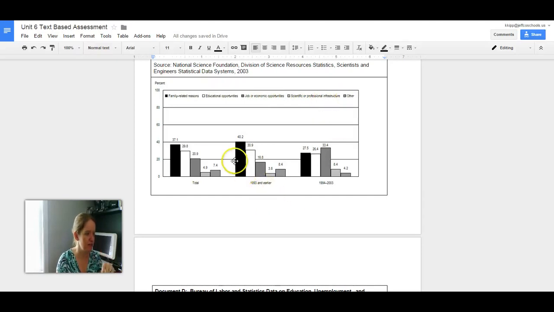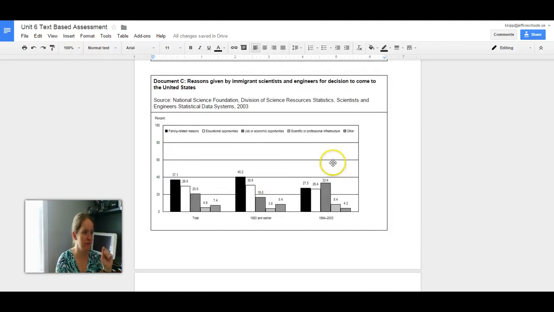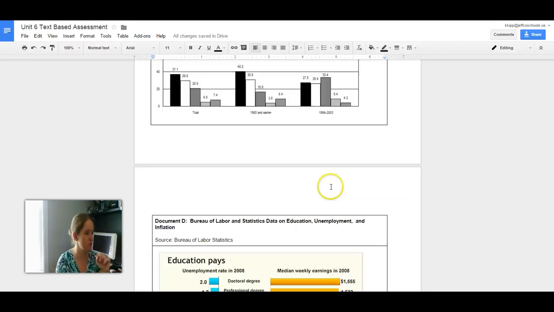Okay, and we have pre-1993, we have 1994 through 2003. So you can take a look at those, and it's the percent. So this is saying that 33% of scientists and engineers in 1994 to 2003 came to the United States. So 1/3 came to the United States because of jobs and economic opportunities. Okay, interesting stats that you could use.